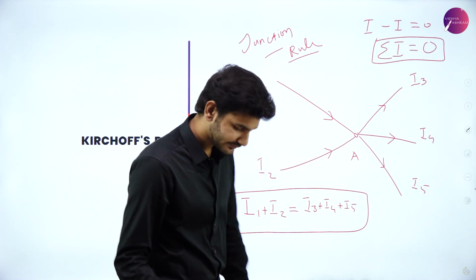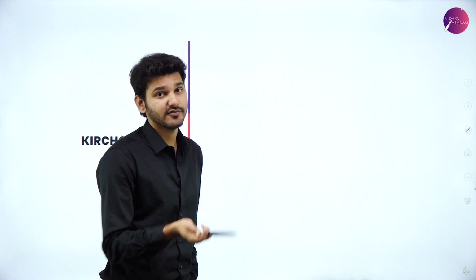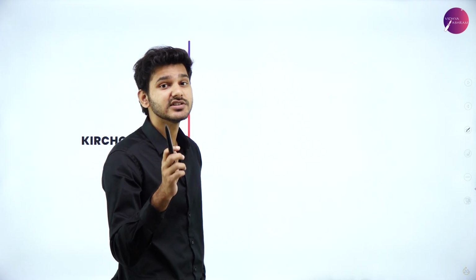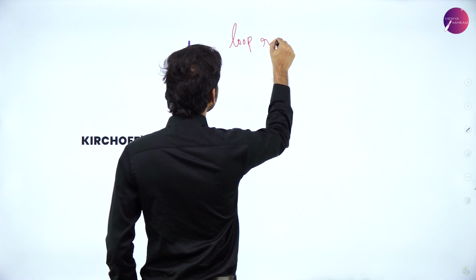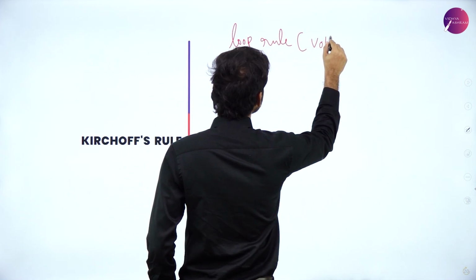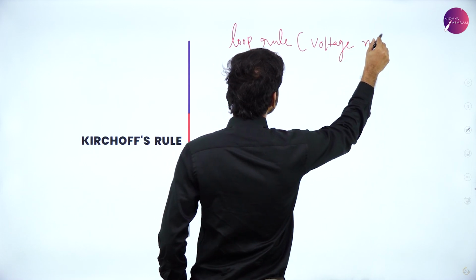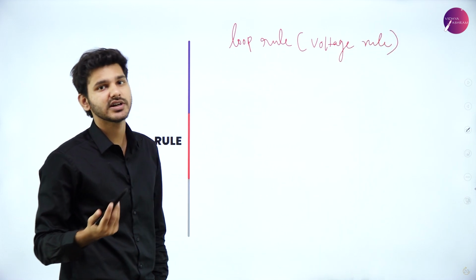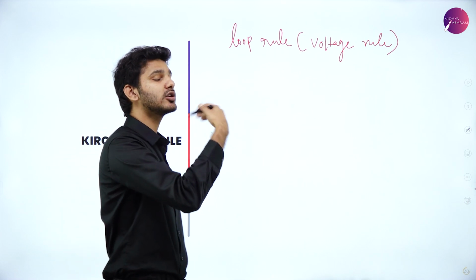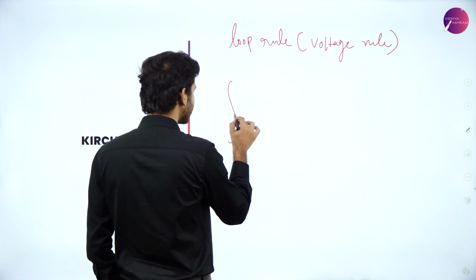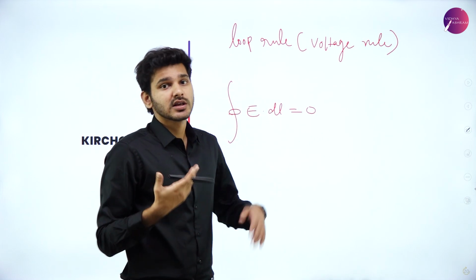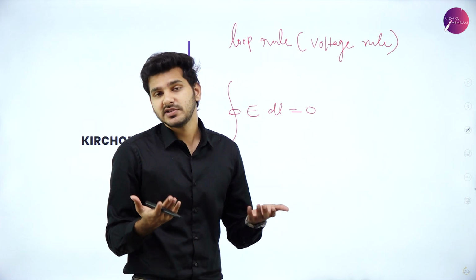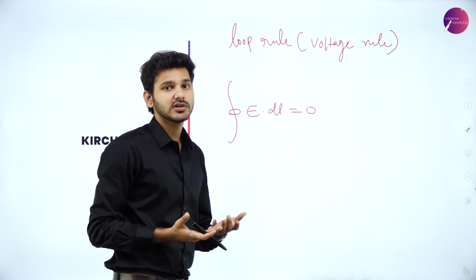And secondly, Kirchhoff mentioned one more rule which we already discussed actually. That is known as the voltage rule or the loop rule. So we are going to discuss the loop rule or the voltage rule. We already saw in the second chapter that if it is a closed circuit, then the electric field in that particular juncture will be zero. E dot dl is nothing but voltage.